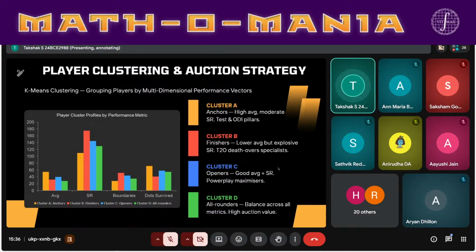And then the cluster B, the finishers. They are players with lower batting averages, often below 30, but they have explosive strike rates, typically above 155 or 160. They are the death over specialists, and they do not bat for long in terms of balls faced. They get out frequently, but when they are at the crease, they score at a rate that can change a match in 4 or 5 overs.